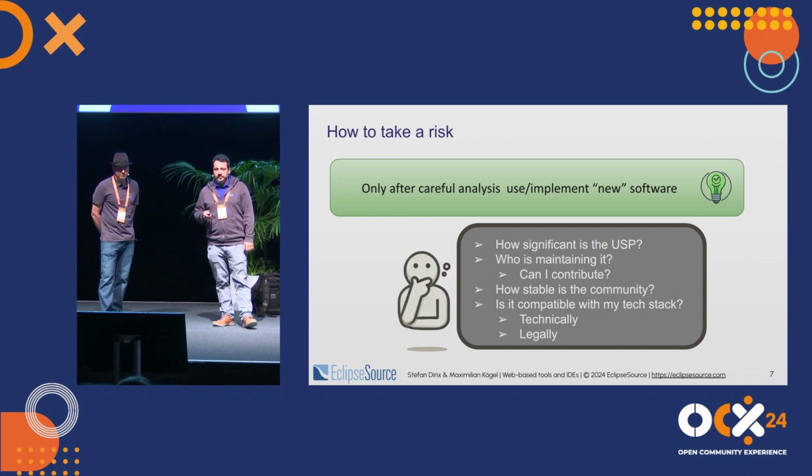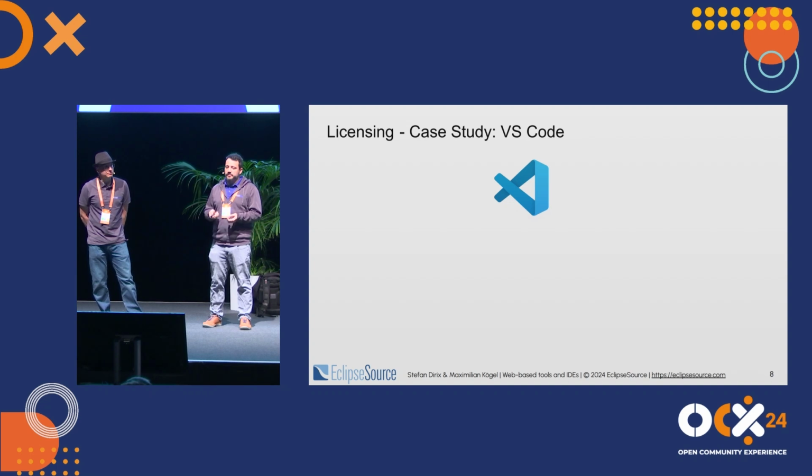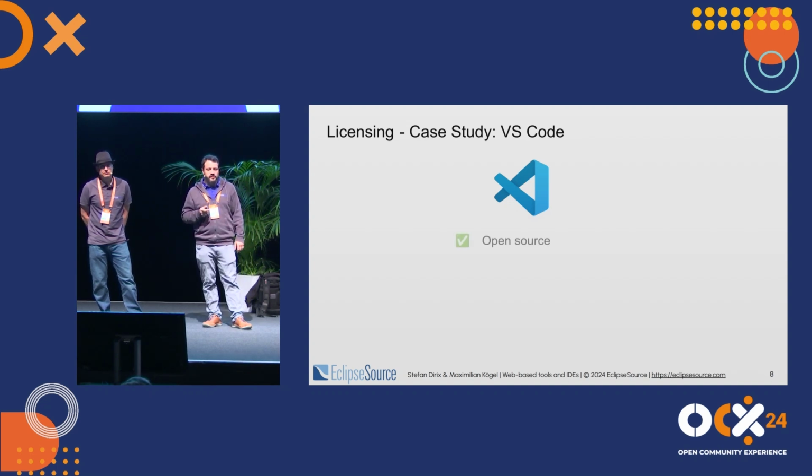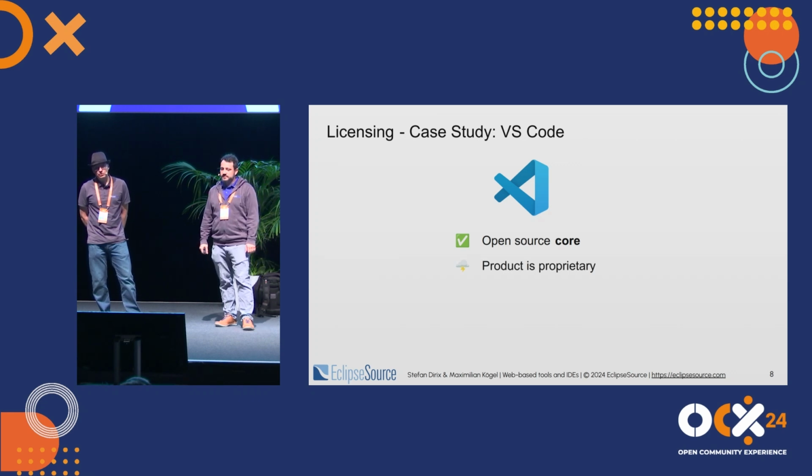So regarding this point, we want to dive into, let's say, a case study about VS Code. Let's say you want to base your web-based tool on VS Code, and you think, I know VS Code, that's open source, right? So I should be settled. But you have to check, it's only the core which is open source. Also, when you want to just take VS Code, add a bunch of extensions and then redistribute it, like you maybe have done previously with your RCP application, this is not possible. The product is proprietary, so you cannot just take it and redistribute it.